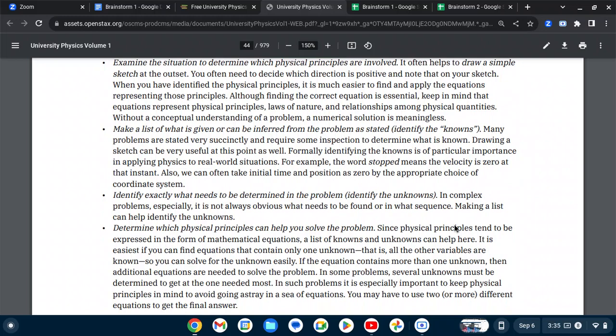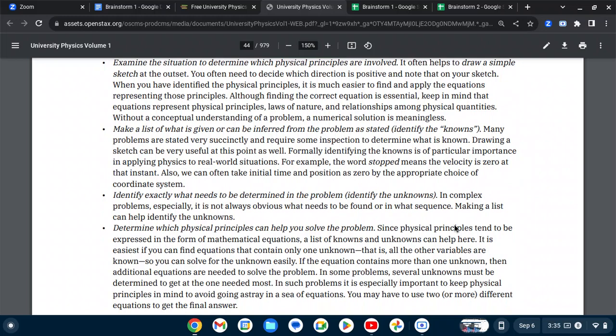Although finding the correct equation is essential, keep in mind that equations represent physical principles, laws of nature, and relationships among physical quantities. Without a conceptual understanding of a problem, a numerical solution is meaningless.